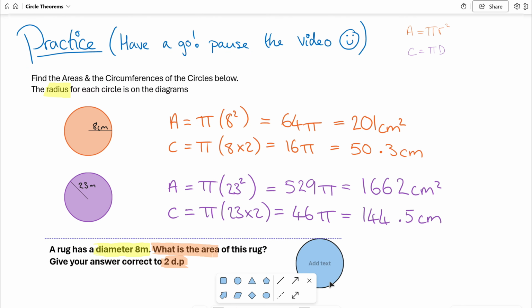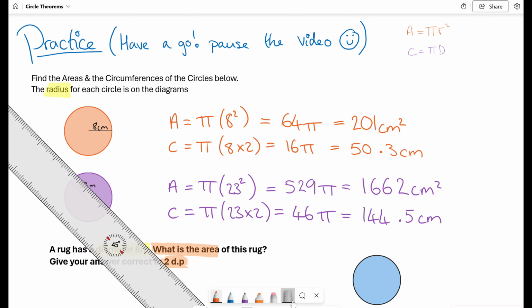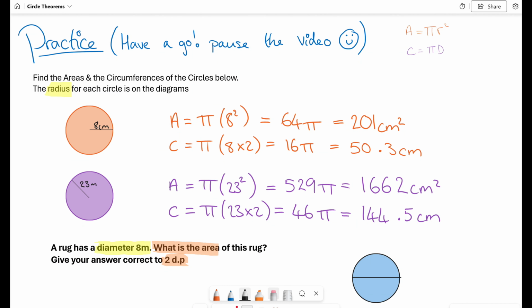So let me just draw the circle here. I'm just going to draw in our diameter, and that's 8 meters. Cool. Now we need to find out the area of this rug. Even though we've got it at the top, I'm just going to write the formula. A equals pi r squared. I realize I haven't got r. r is half of the diameter. So what I'm going to do now is half 8, which is 4. So now it's pi 4 squared, which is 16 pi.